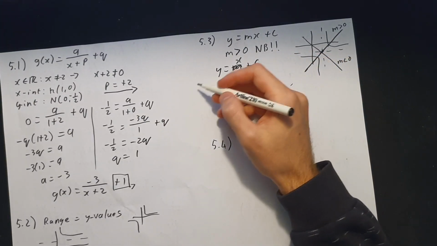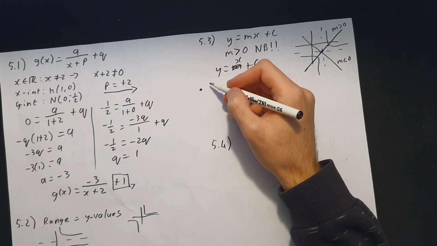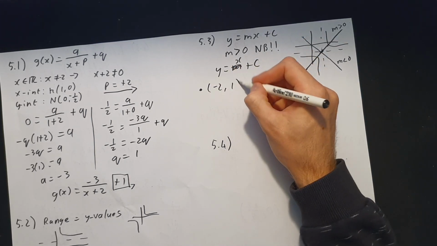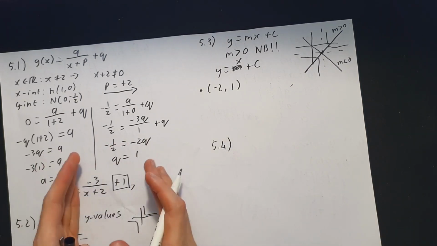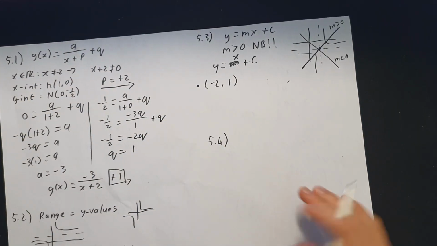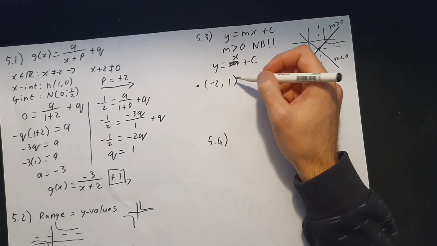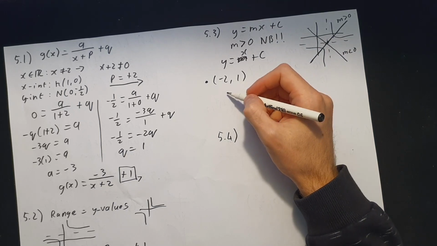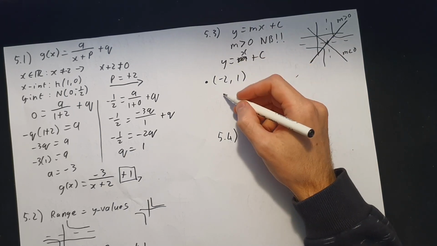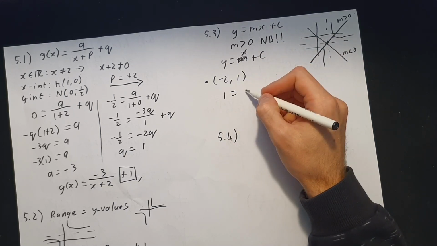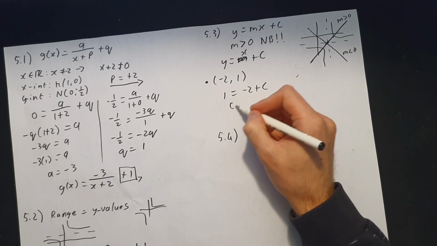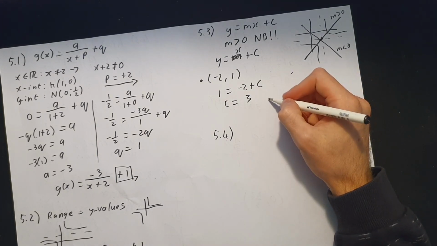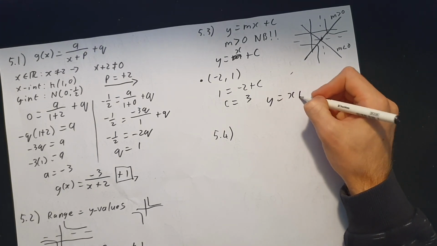So the center point for the graph now becomes -2 in the x direction and 1 in the y direction. Why? Because the graph shifted 2 units to the left and 1 unit up. So that becomes the center point of my two asymptotes. Now that we have that, we can solve for c. We just plug those values into the equation. So we have 1 equals -2 plus c, so c equals 3. Pretty straightforward. Therefore the equation is y equals x plus 3.